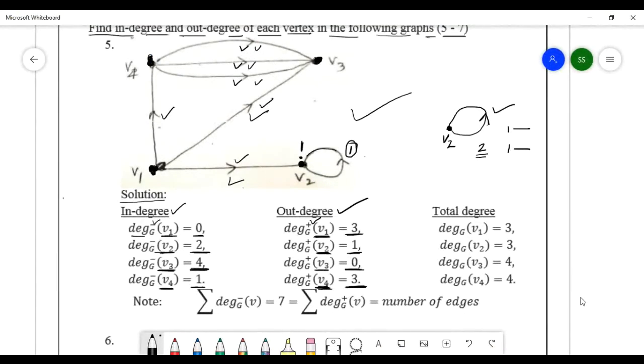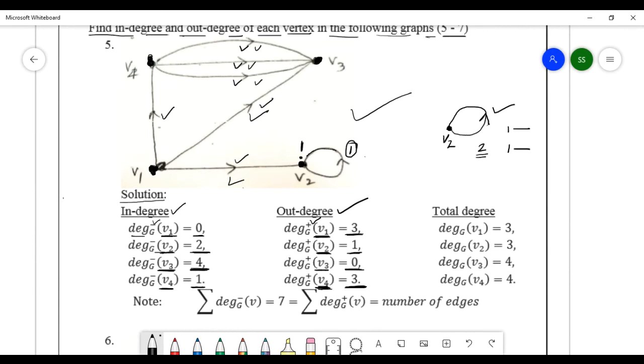In degree of any vertex, you have to see how many edges are coming towards that vertex. Coming means in degree. Going outside from that vertex means out degree.